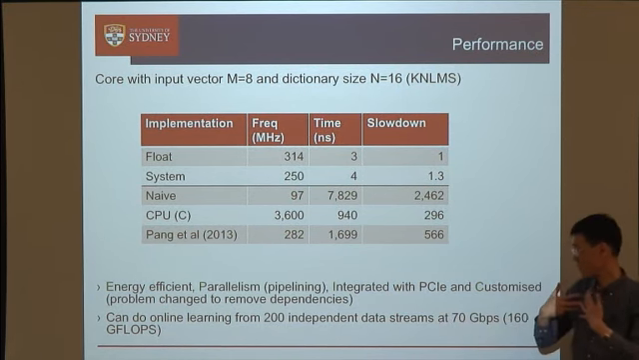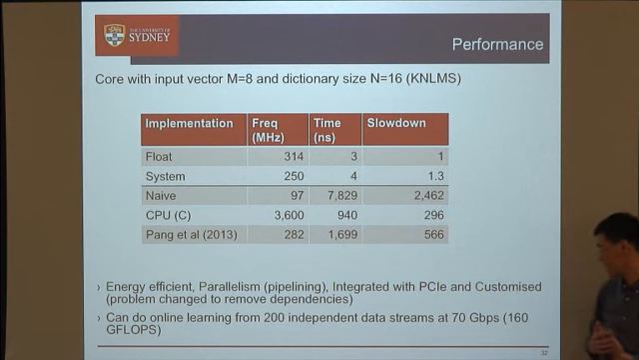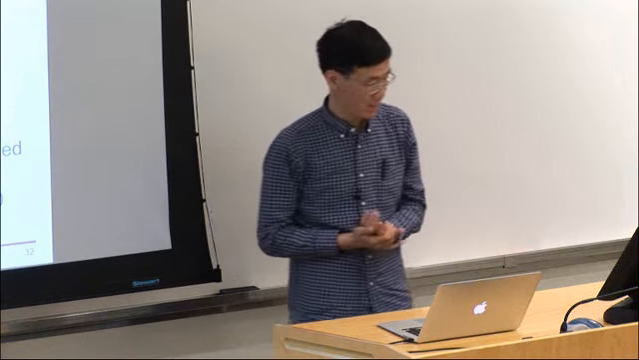If we have 200 independent data streams, then the data rate that we're talking about is 70 gigabits, which is about as fast as you can send data to an FPGA. And it achieves 160 gigaflops.